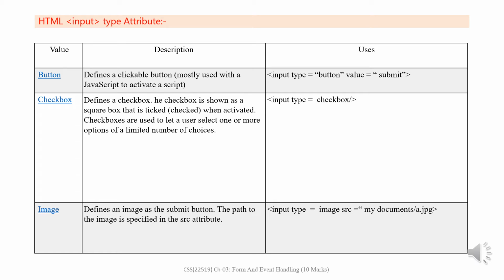Now next is our image. Image defines an image as a submit button. The path to the image is specified in the src attribute.